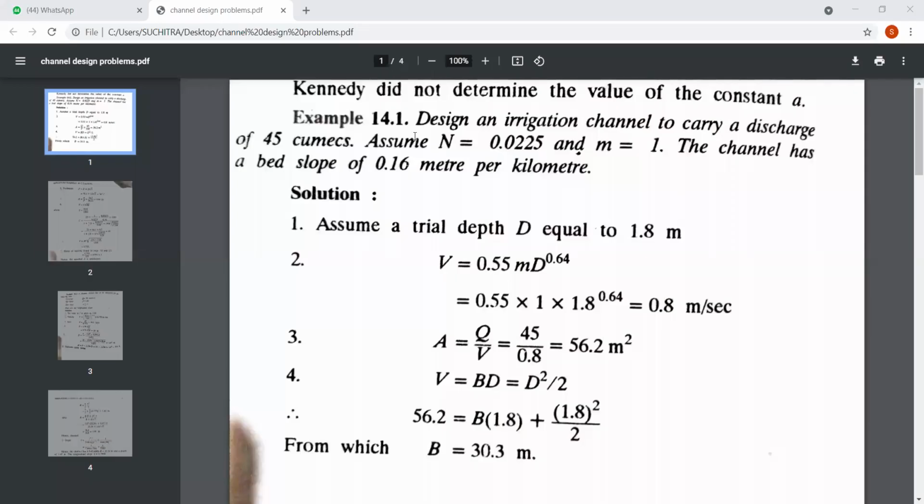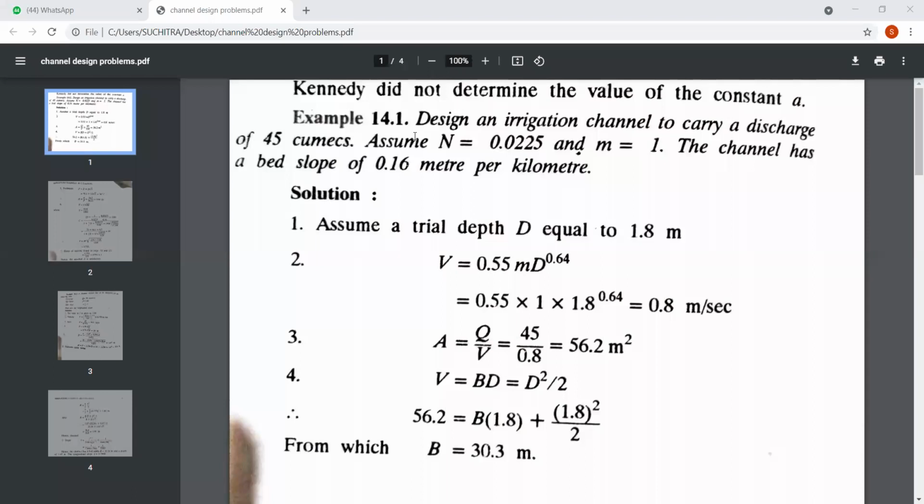Today we shall discuss numerical problems on Kennedy's method of channel design and Lacey's method of channel design. In the earlier classes we have discussed Kennedy's method of channel design. There are two cases. Case one: the discharge will be given, the value of velocity coefficient will be given, the value of critical velocity ratio will be given, and the bed slope of the channel will be given. That is one step of procedure, that is case one.